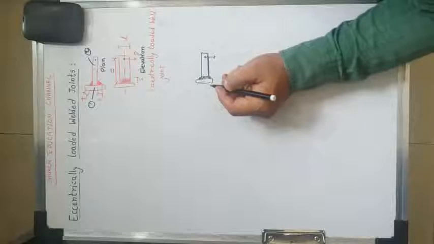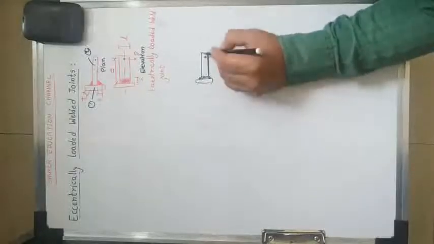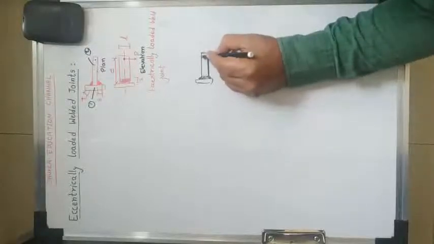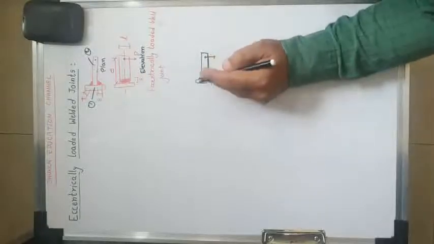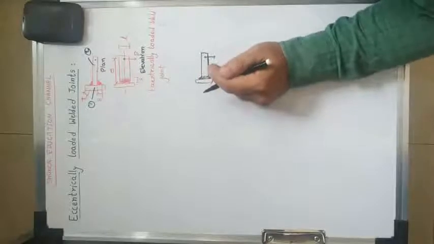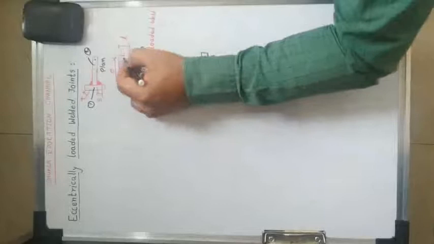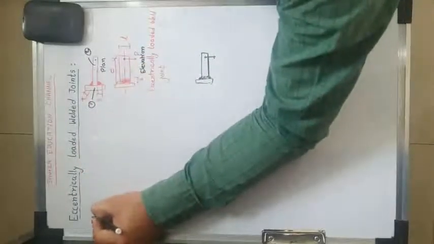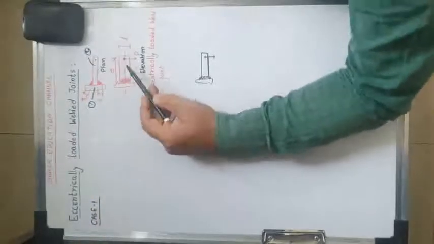If we apply an eccentric load, it can be applied in many ways. This is one way. You can apply it here, you can apply it anywhere. So what is the difference? The major difference comes in the stresses. Which stresses come here? Let's consider this as case 1.